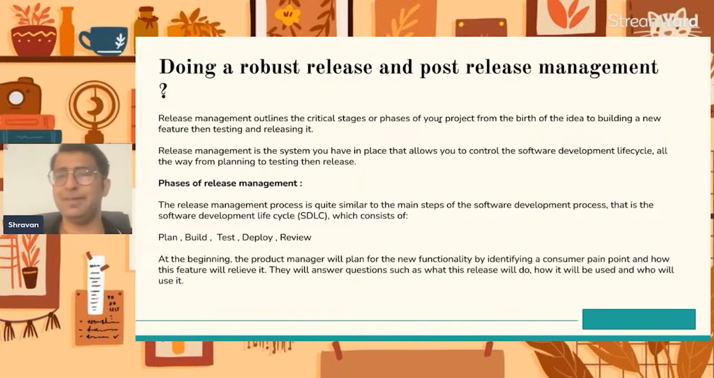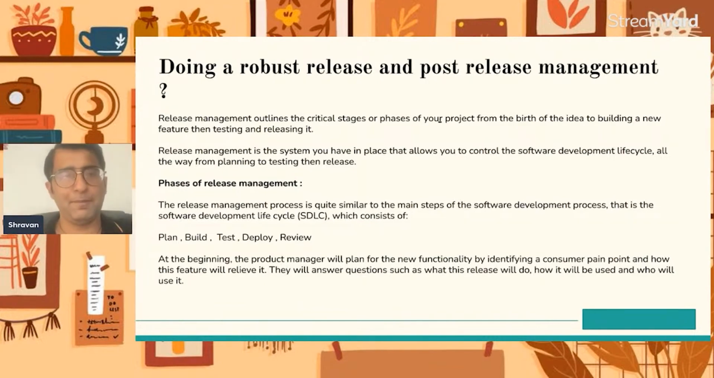Once a roadmap is made, even though it looks like a list of features, what typically happens post the roadmap is that we eventually move towards a robust release and a post release management structure. Does that make sense? रोडमैप के बाद हम रिलीज और पोस्ट रिलीज की तरफ जाते हैं.